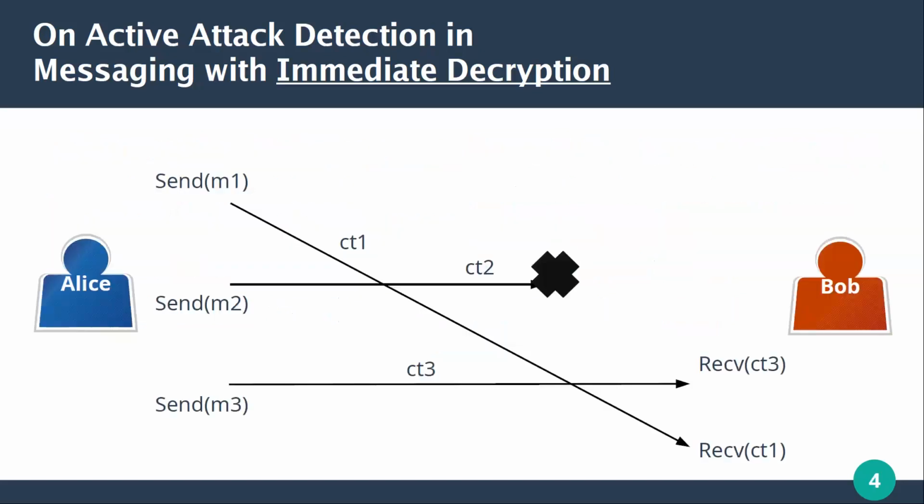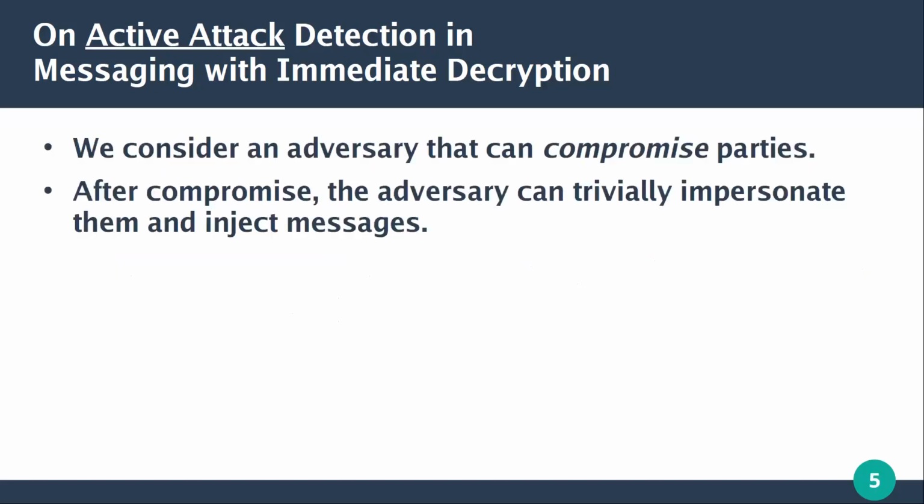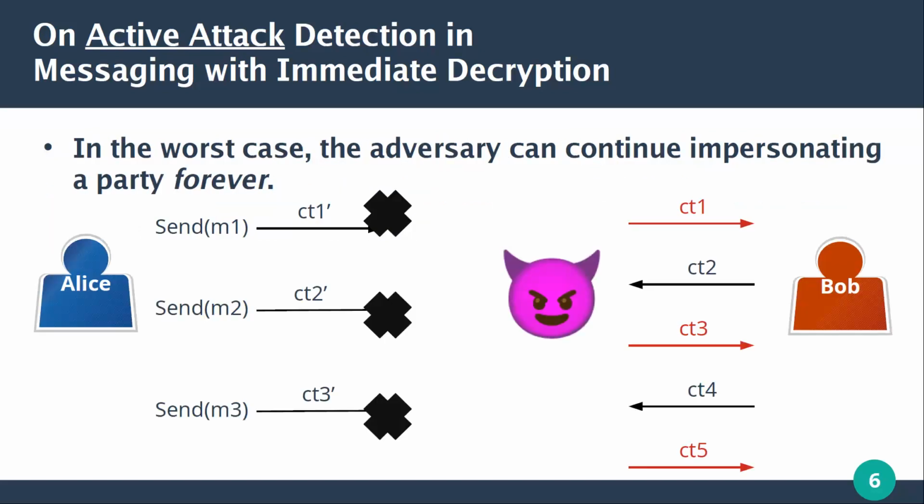So here's a quick example of what immediate decryption looks like. We have Alice and Bob. Bob is receiving messages out of order, and one of them is being dropped. In an adversarial setting, a party's state can be compromised. Let's say Alice is compromised, then the adversary can act on behalf of Alice. In the worst case, this can result in the adversary taking over Alice for basically the rest of the time.